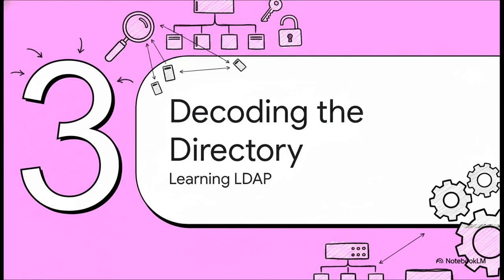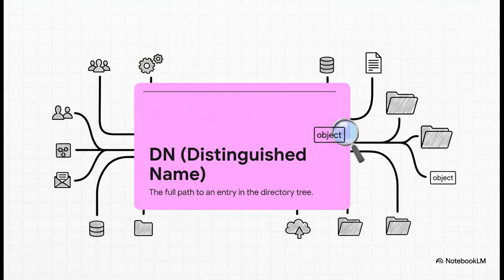Okay, now, before we can write our first query, we've got to learn to speak the language, right? So Section 3 is all about decoding the directory. We're going to learn the basic language of LDAP. First step is the DN, which stands for Distinguished Name. Now, don't let the fancy name scare you. This is simply the full, unique address for any object in the entire directory.